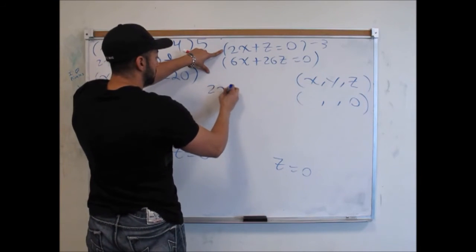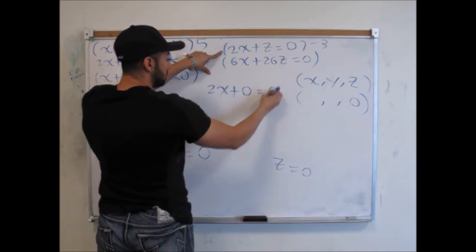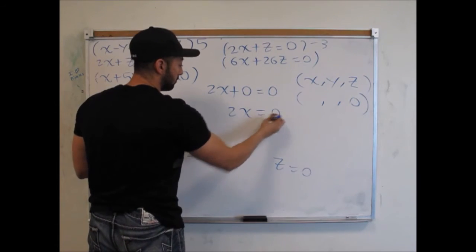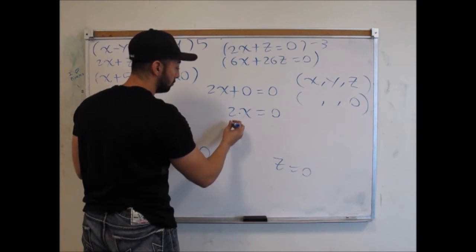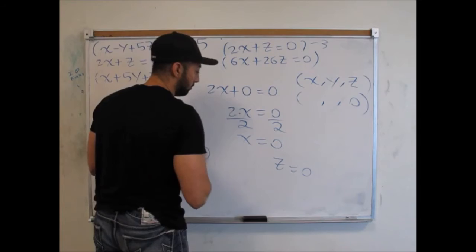So 2x plus z, what we found out to be 0 now, is equal to 0. 2x is equal to 0, and then dividing by 2 because it's being multiplied, we also get that x is equal to 0.